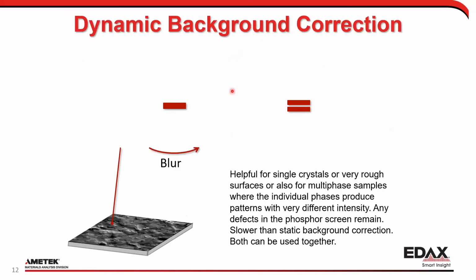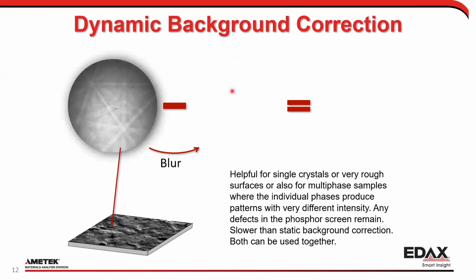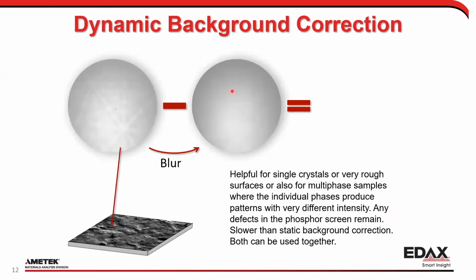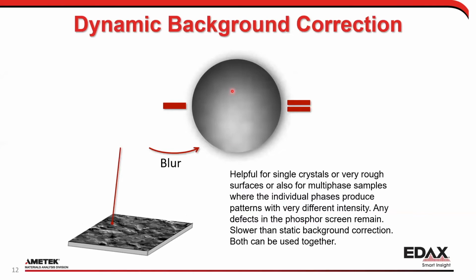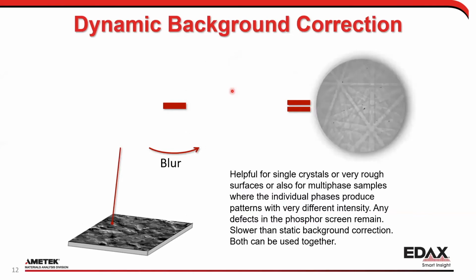Now, if you do have single crystal or rough samples or textured samples, we can do a different kind of filter, we call dynamic background, which basically blurs the pattern itself and uses the pattern itself as its own background and lets you get what you need to do an EBSD pattern.